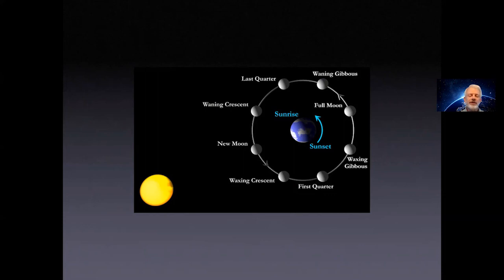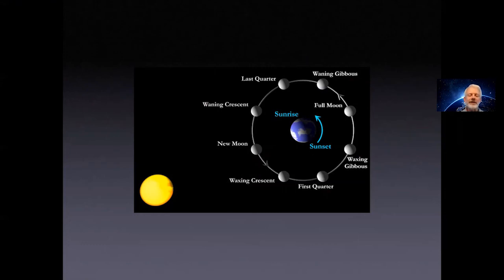Now, these phases all have to do with where it's located relative to the Earth and the sun. So notice that the full moon is opposite the new moon. Instead of the moon between the Earth and the sun, the moon is now on the far side of the Earth relative to the sun. That means on the night side of the Earth, you're looking at the entire moon illuminated.